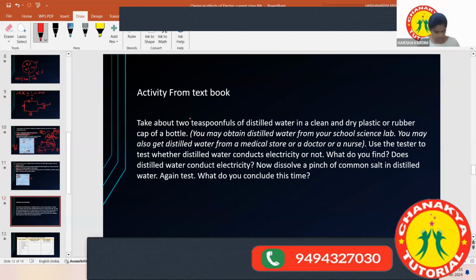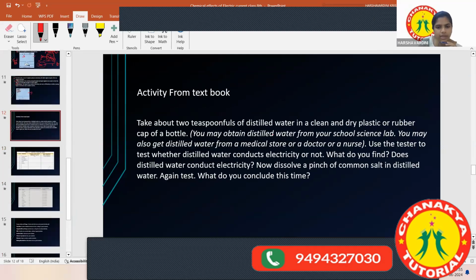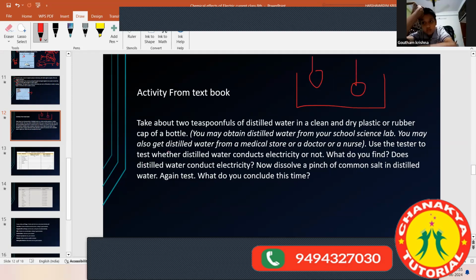Take about two teaspoonfuls of distilled water in a clean and dry plastic or rubber cap of a bottle. Okay, maybe it's a bottle. I'll draw the diagram. If I'm wrong, please tell me. You can also get distilled water from a medical store. Use the tester to test whether distilled water conducts electricity or not.